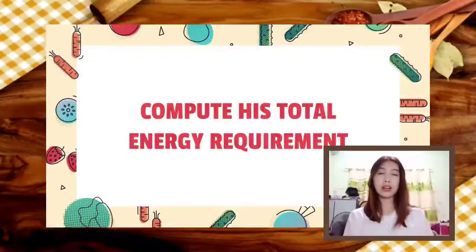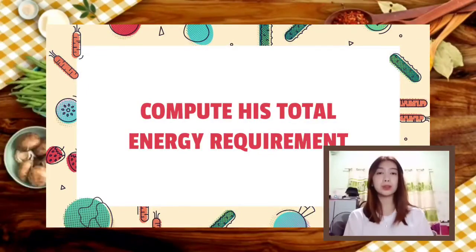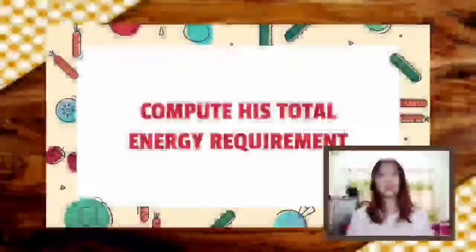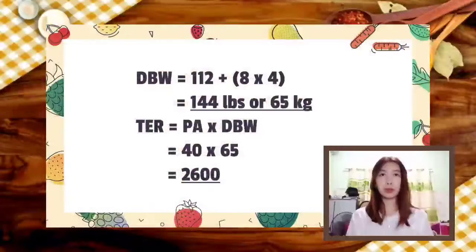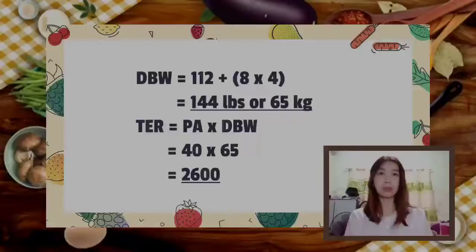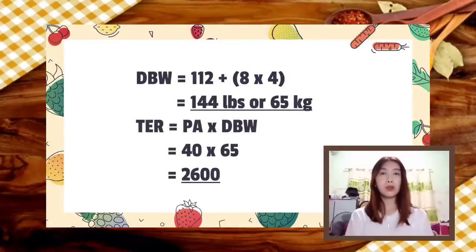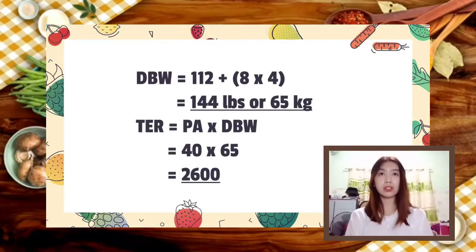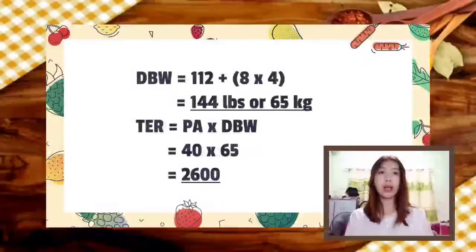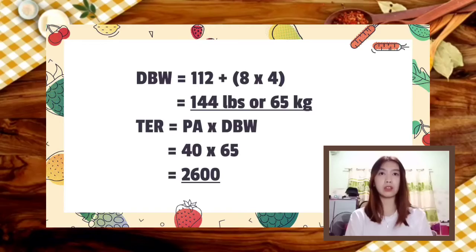Now, next is we have to compute for his total energy requirement. Now, using the formula of DBW, 112, which is the constant, plus (8 times 4), equals 114 pounds or 65 kilograms.